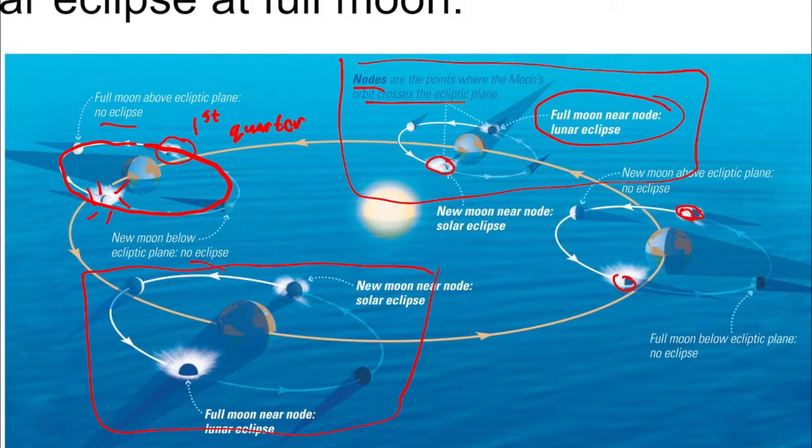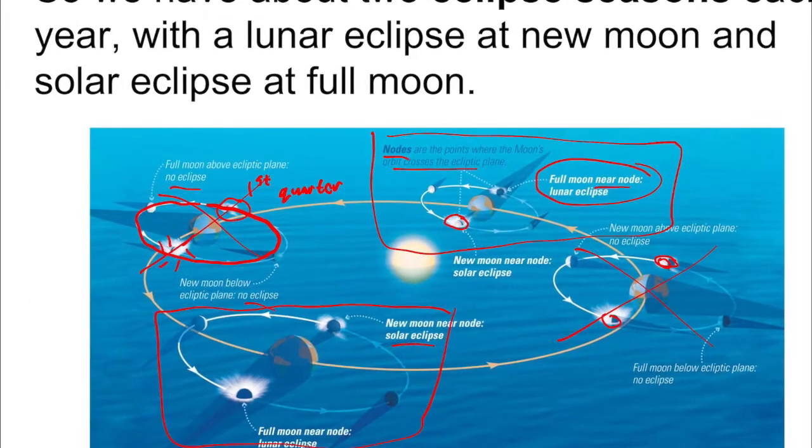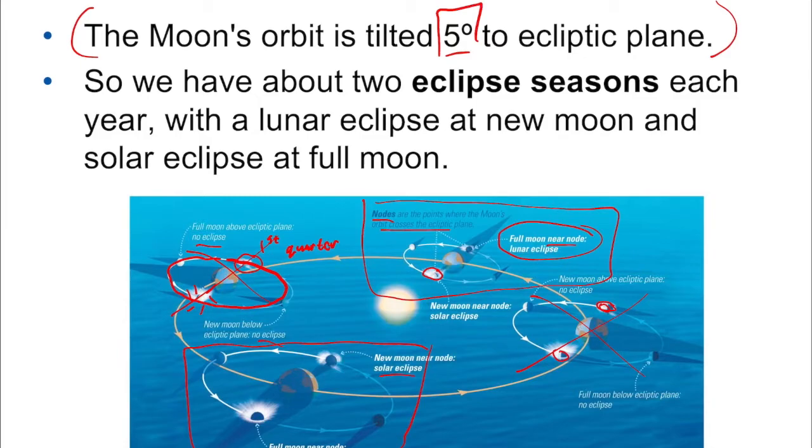On the other hand, this example over here would lead to eclipses, and so would this. This one here, a new moon near a node, would lead to a solar eclipse, and this one, a full moon near a node, would lead to a lunar eclipse. It doesn't have to be perfect. So this one, no eclipse. This one, no eclipse. So that means that we need particular conditions for eclipses. Then you have to think about how these cycles line up with each other. And it turns out that you have basically a 13-year cycle to get things to line up, which makes eclipses much rarer than just new moons and full moons. All right? So we have about 2 eclipse seasons each year, with a lunar eclipse at new moon and a solar eclipse at full moon.